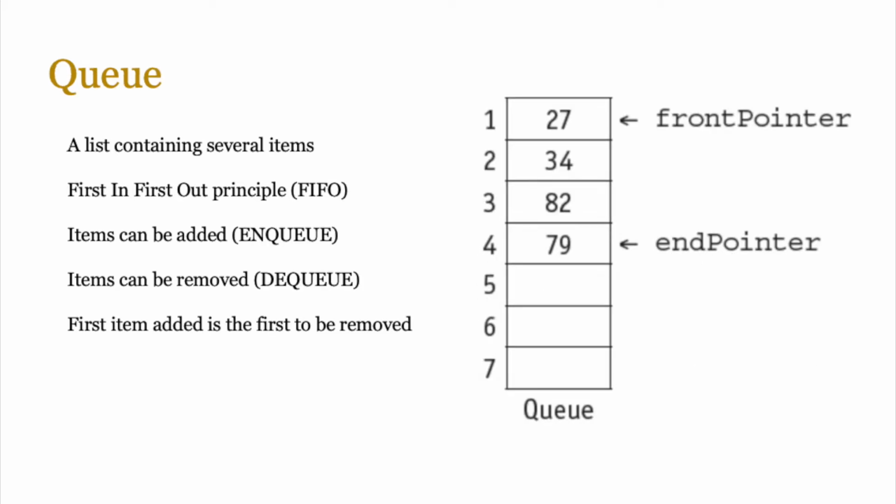A queue is just like a stack. It's again an abstract data type. In this case, we've got that array structure and we've got two pointers again, the front pointer and the end pointer. Now a queue operates on the first in, first out principle.